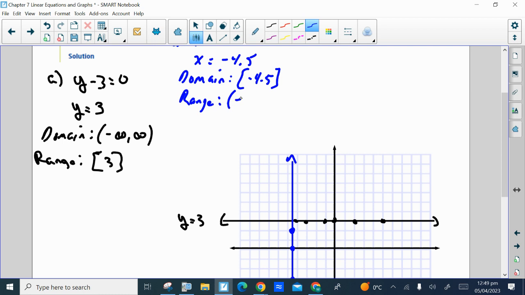But our range goes up and down forever. Our range goes from negative to positive infinity. And remember, the rounded brackets are used here because the infinity values are not included.